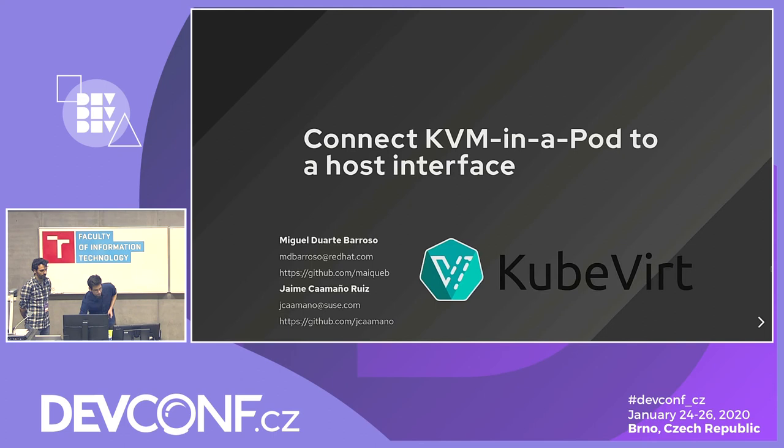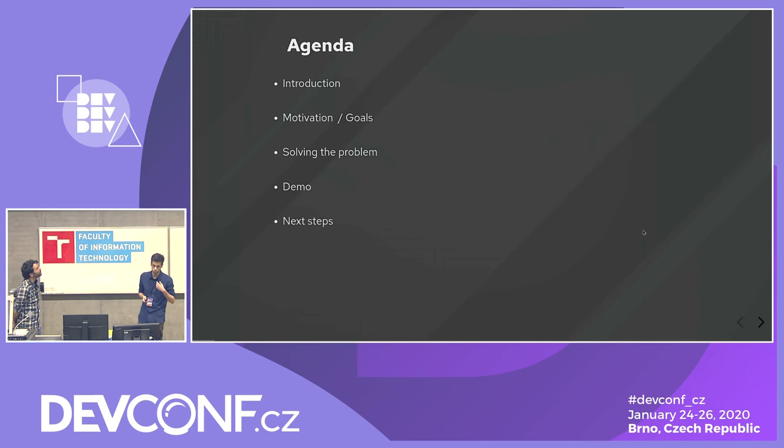Okay, let's go to the agenda. We'll start by introducing the KubeVirt project. And afterwards, we'll describe what our goals are, exactly what problem we're trying to solve, and especially, we're going to highlight why we're trying to solve this, what the motivation is behind all this. We'll afterwards move to the implementation stage, where we'll describe the approach to tackling the problem and eventually how we solve the problem. We'll finalize with a short demo and the next steps on this collaboration.